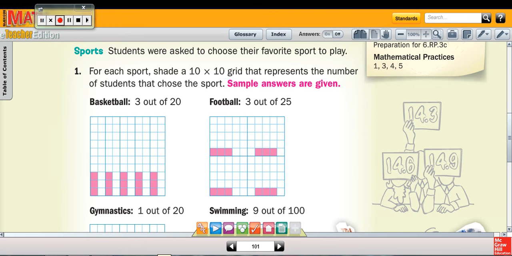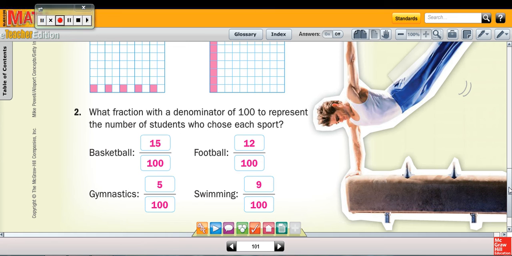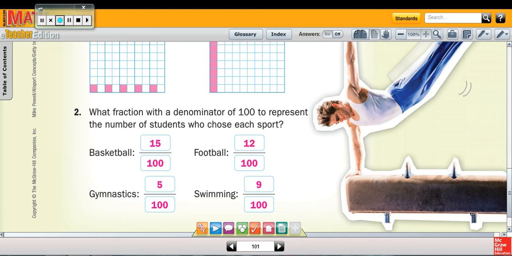Checking your gymnastics and swimming, you see there, and then you see these fractions that represent these percentages. So basketball is 15 out of 100 here. That would be 15%. Football is 12 out of 100. That's 12%. Gymnastics, 5%, and then swimming would be 9%. Okay? Go ahead and turn the page to 101.